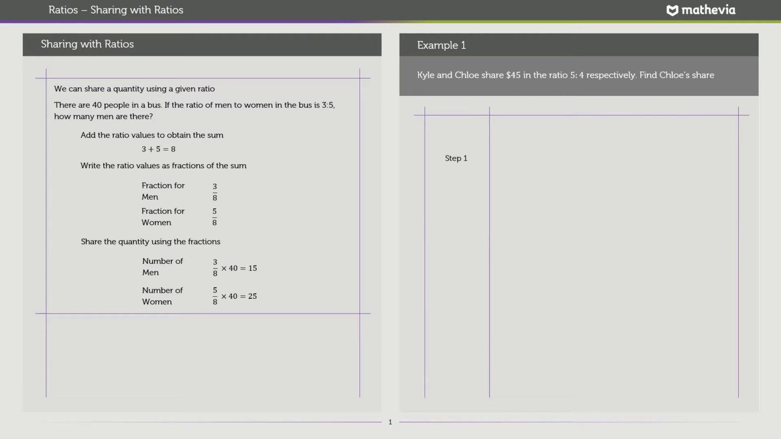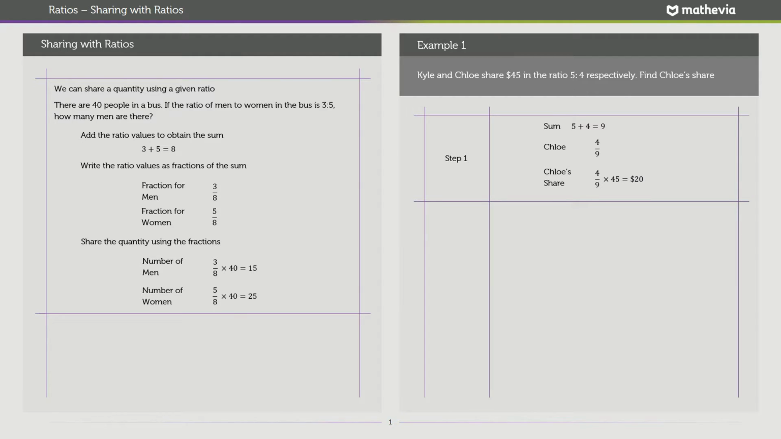And to find Chloe's share, quite simply, sharing with the ratio, the first thing you want to do is find the sum. So the sum in this case is 5 plus 4. It gives you 9. And then Chloe's ratio value is 4, so we have 4 over 9. So we're writing the ratio value as a fraction of the sum. And then for Chloe's share, we simply say 4 over 9 times $45, and when you multiply that out, you should end up with $20, and that's it.